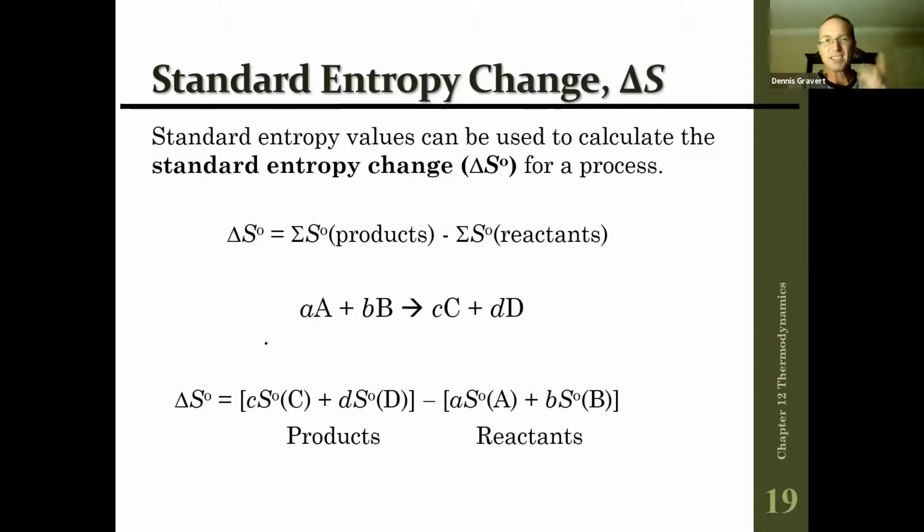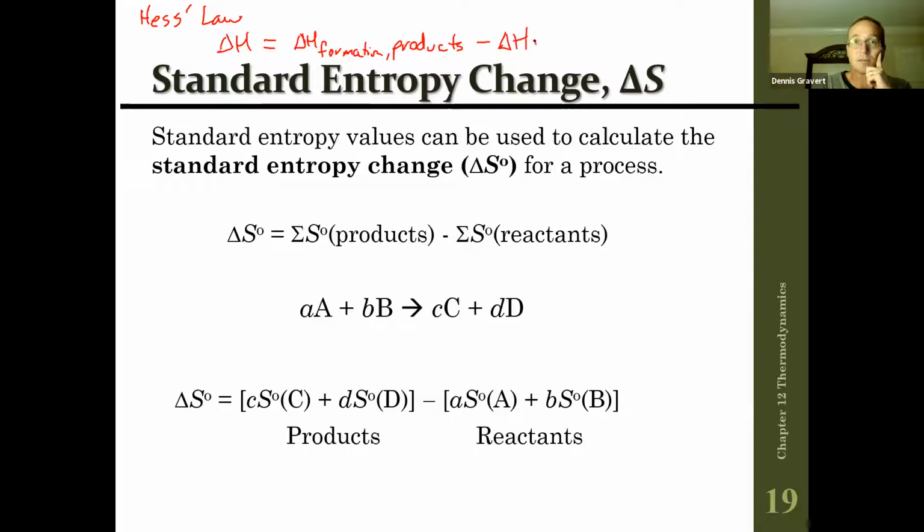So this equation looks crazy, but really it's just Hess's law. You remember Hess's law? Let's put it at the top here. Hess's law: if you wanted to calculate the heat of reaction, what you did is you took the heat of formation. Is it called formation? Yeah, I think it's heat of formation of the products, and you subtracted it from the heat of formation of the reactants.